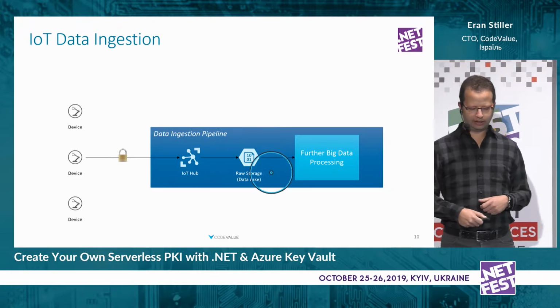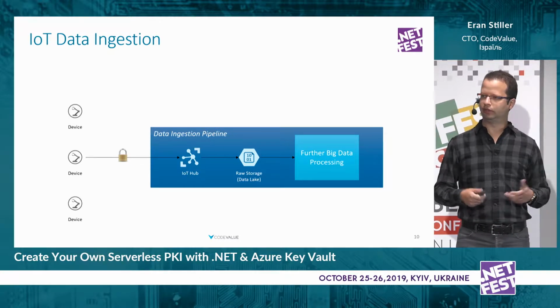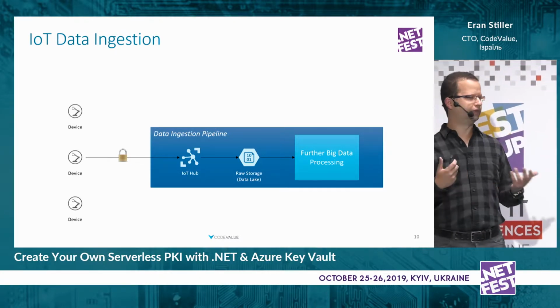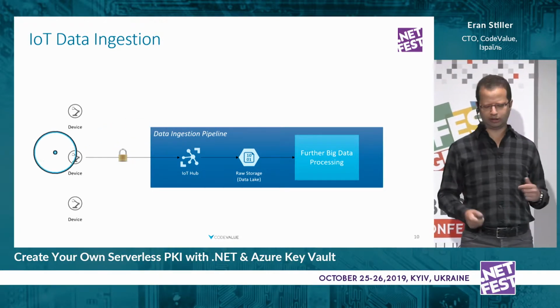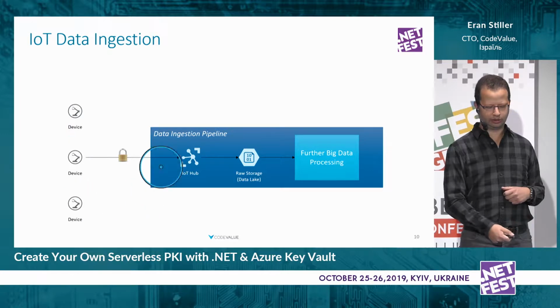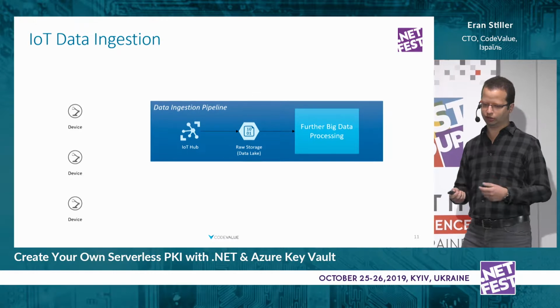Once we have the data in the cloud, we can either save it in raw storage for later processing, or have some sort of stream analytics, or online alerts, or whatever it is we want to do. Again, I'll touch mostly on this part right here. How do we connect securely to the cloud, and how do we manage it?